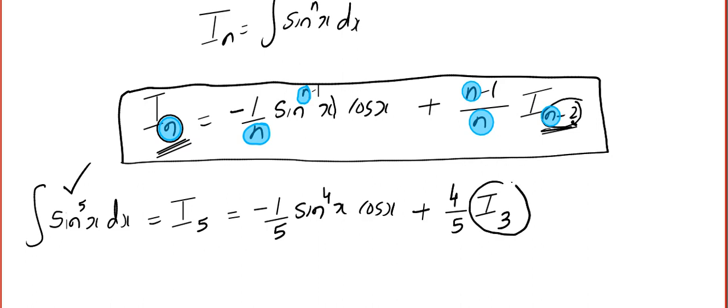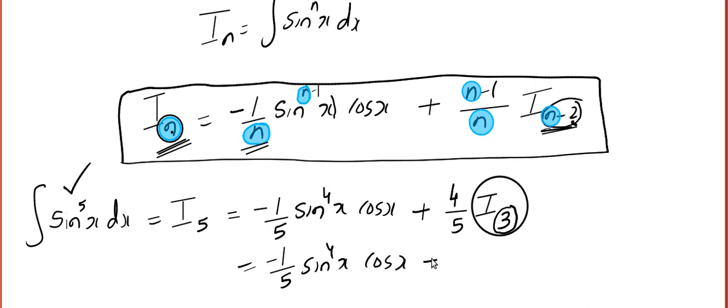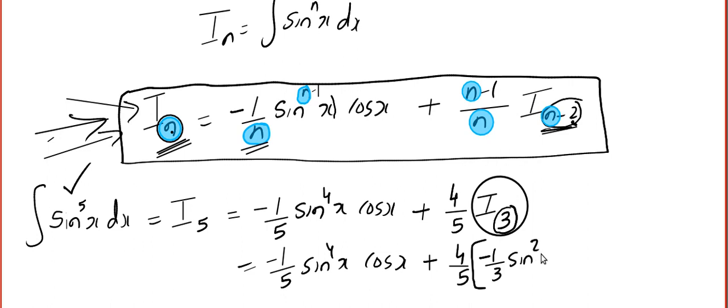Now to find I3, I will plug in the value 3 wherever I see blue, because that will give me I3. Did you understand what exactly we are doing? We are trying to find the answer step by step. Okay, so how do you find I3? Plug in 3 in the same equation wherever you see that blue color. But please be careful with brackets. So I'll get minus 1 by 3 sine to the power 3 minus 1 x cos x plus 3 minus 1 by 3 I 3 minus 2.